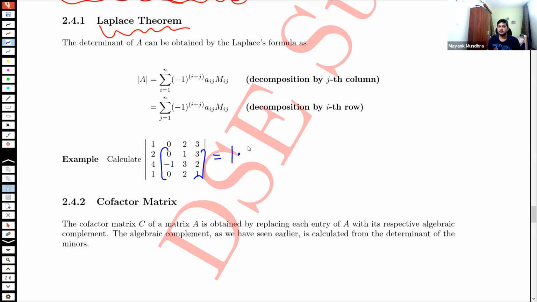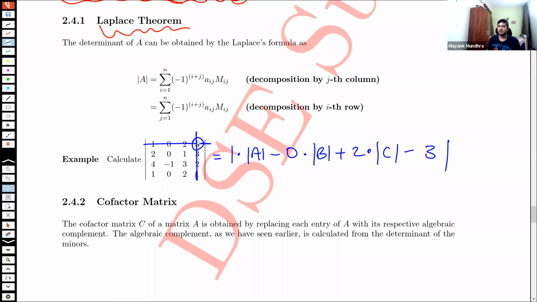If I proceed by solving it in my usual method, I'll get 1 times the determinant of this matrix, minus 0 times the determinant of the matrix obtained by eliminating this thing. So let me call this matrix P, plus 2 times the determinant of the matrix after eliminating these rows and columns. So let me call it matrix C, minus again, minus 3 times the determinant of this matrix.